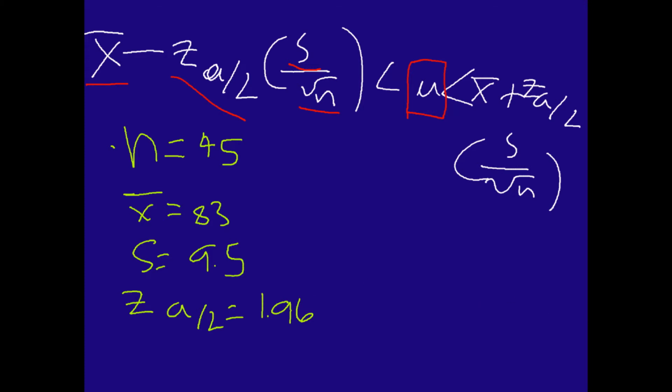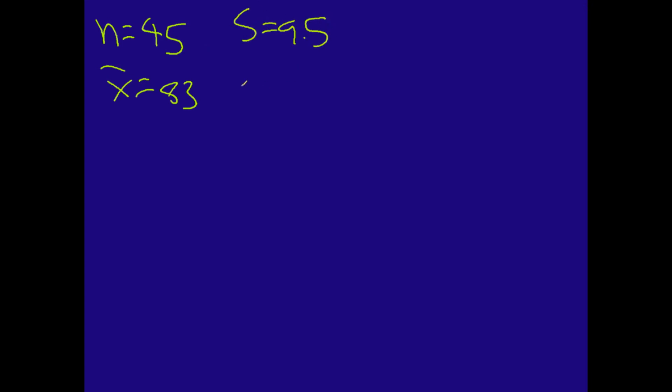Now, let's move to the next screen because we're running out of space. I'll rewrite that. So we got our n equals 45. We got a sample mean of 83. We got a standard deviation of 9.5. And we got a z-score here of 1.96.